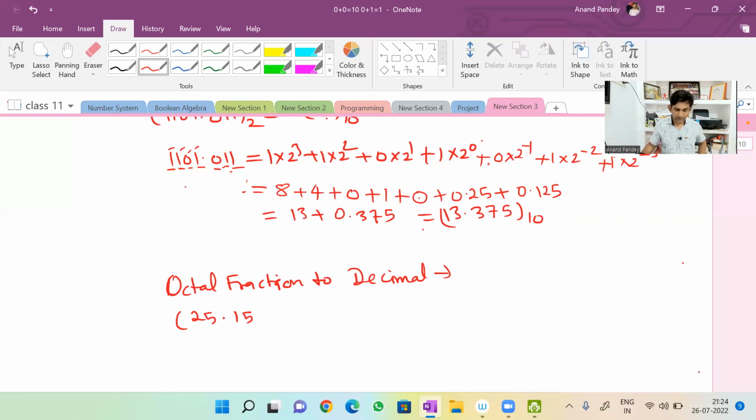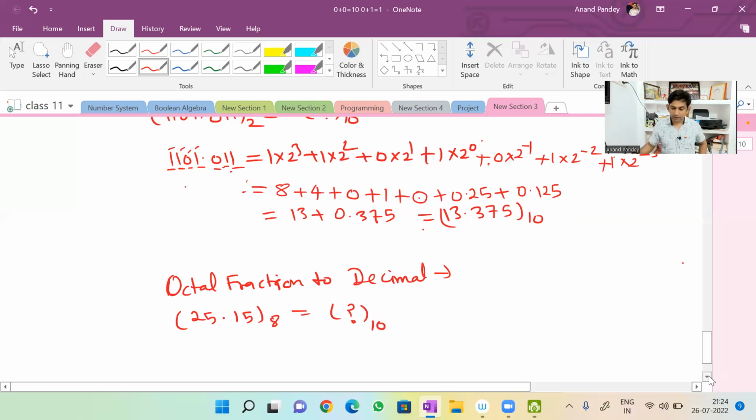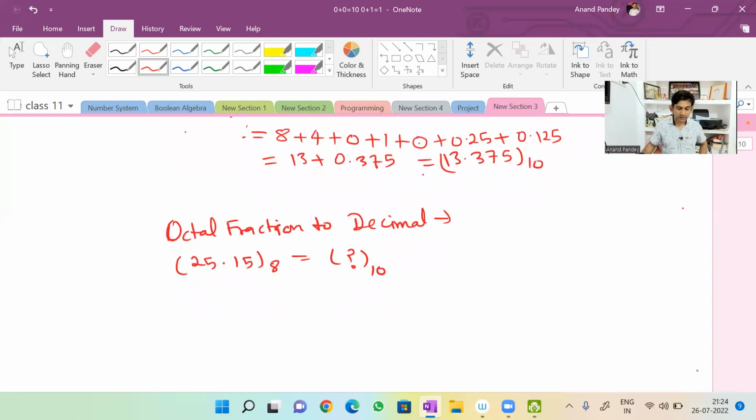25.15 है. ठीक है. It is in octal and we are going to convert this into decimal. तो octal to decimal convert करना हो तो same process है. 25.15 यहाँ पे होगा 01. तो 2 इंटू 8 टू द पावर 1, 8 की पावर से यूज करेंगे ऑक्टल में, प्लस 5 इंटू 8 टू द पावर 0 प्लस. अब फॉर फ्रैक्शनल पार्ट हम नेगेटिव पावर्स का यूज करेंगे. 1 इंटू 8 टू द पावर -1 प्लस 5 इंटू 8 टू द पावर -2.